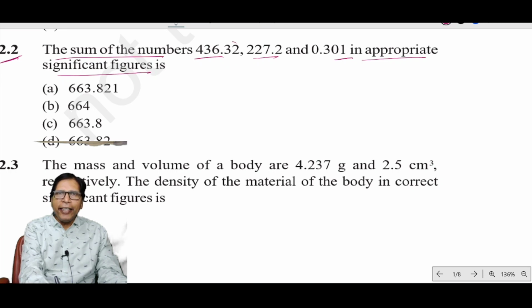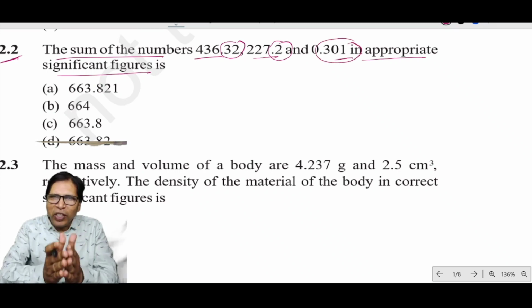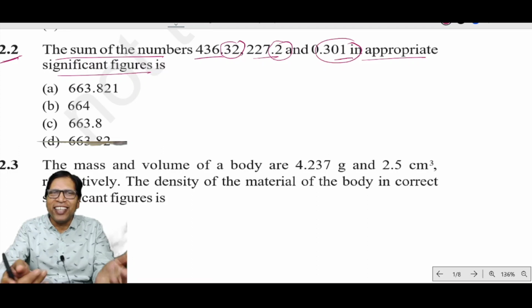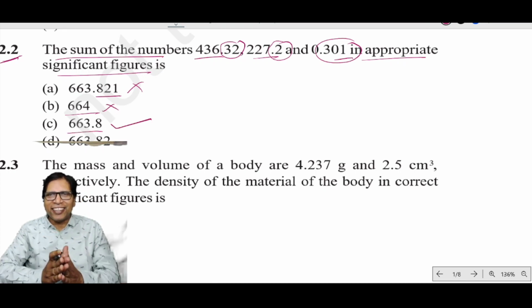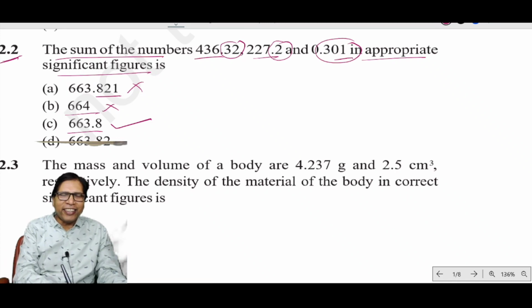Look at this. It has 2 decimal places. It has 1 decimal place. It has 3 decimal places. So the result should have 1 decimal place. Look at this, this is 3 decimal places. This is no decimal places. This is 1 decimal place. This is correct.